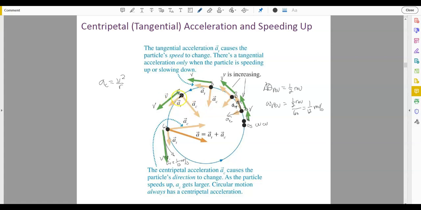So even though it has a constant tangential acceleration vector right here and right here and right here and right here, they're all the same size, okay? That is increasing the velocity vector, which in turn will then increase the centripetal acceleration vector, okay? So now, not only do we have to think of tangential velocity, tangential acceleration, omega, and alpha, but we also have to think about centripetal acceleration as well. Okay?